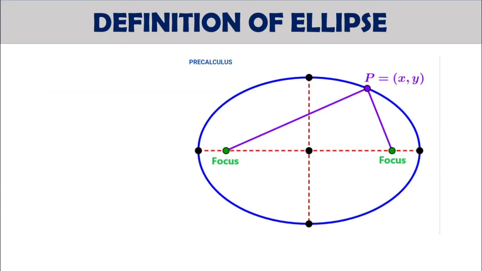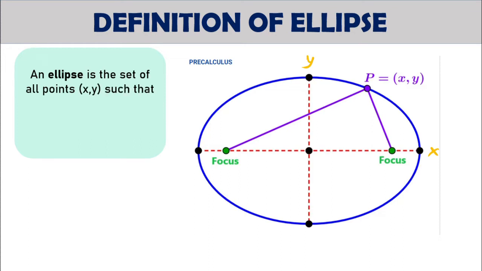So, here is a definition of an ellipse. Makikita natin sa diagram, ang ellipse is like an oval shape, right? And we have here a dotted line, no? Yung red lines na dalawa. So associate natin as the x and the y axis. And the blue curve here makes the ellipse shape.